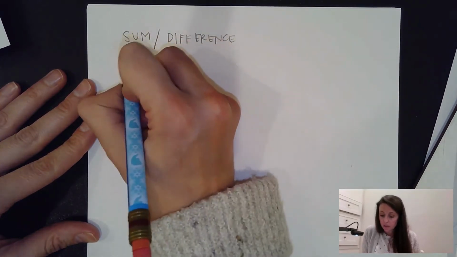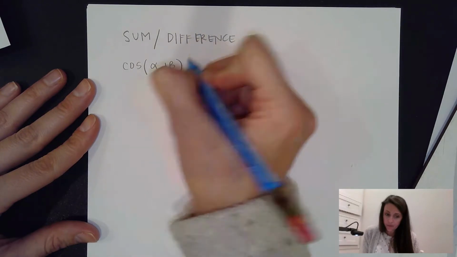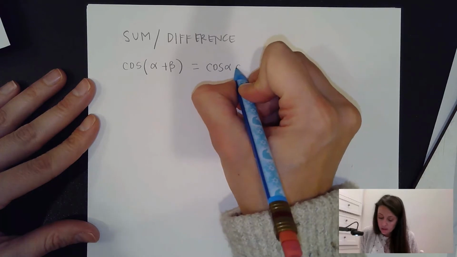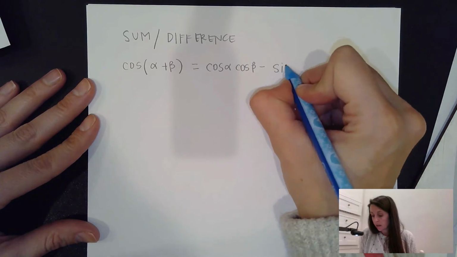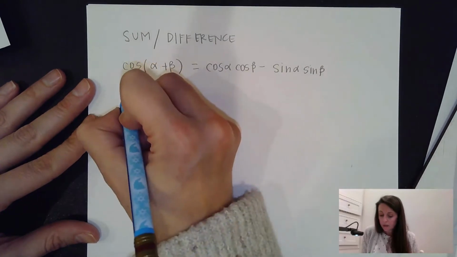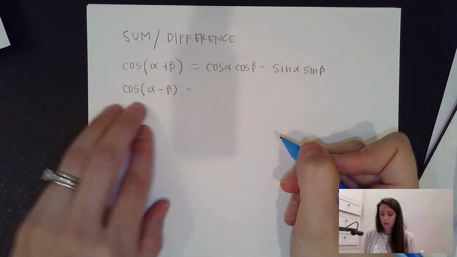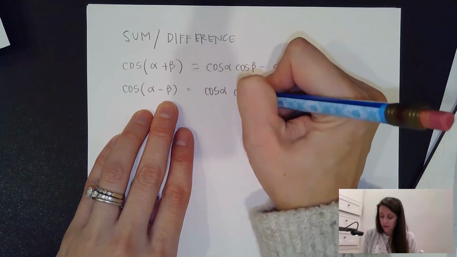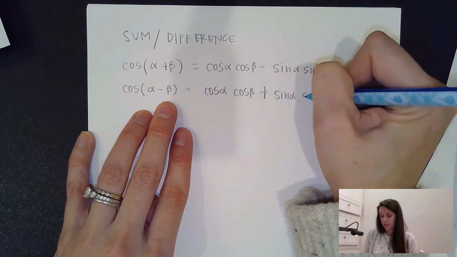Okay, so let's start out with cosine. So cosine of alpha plus beta is going to be cosine of alpha times cosine of beta. It's going to be the opposite sign, so then it'll be minus sine of alpha sine of beta. If it was the difference of two angles, so cosine of alpha minus beta, this is going to be the same thing, so it'll be cosine of alpha cosine of beta plus sine of alpha sine of beta.